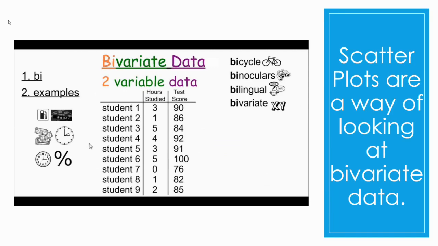So some examples are the price of gas. Our two variables are the amount of gas and the amount of money. Miles per hour, speed. Our two variables are the number of miles you've traveled and how much time. We've got lots of different types of bivariate data we can look at.